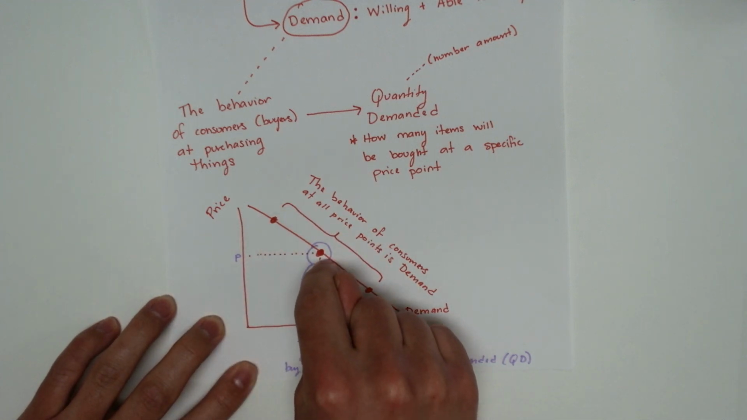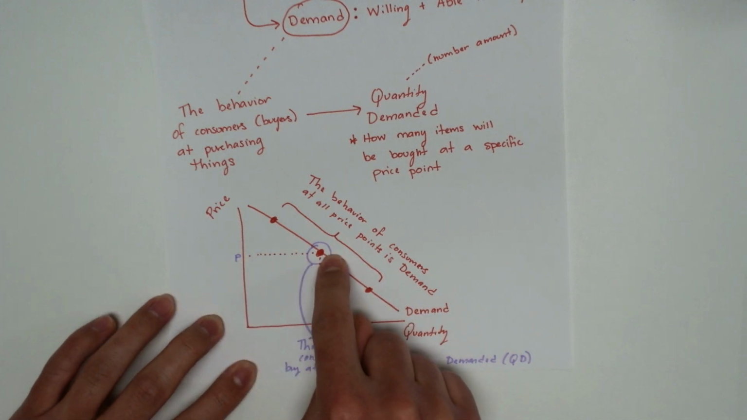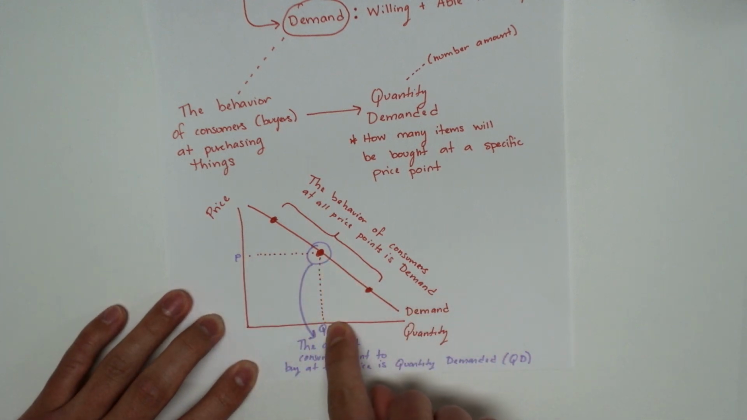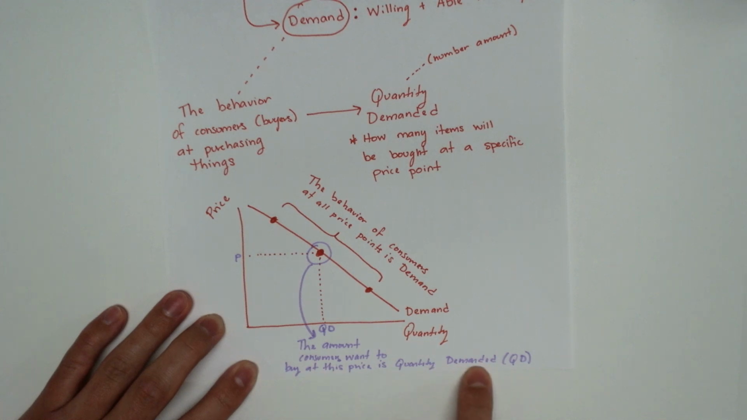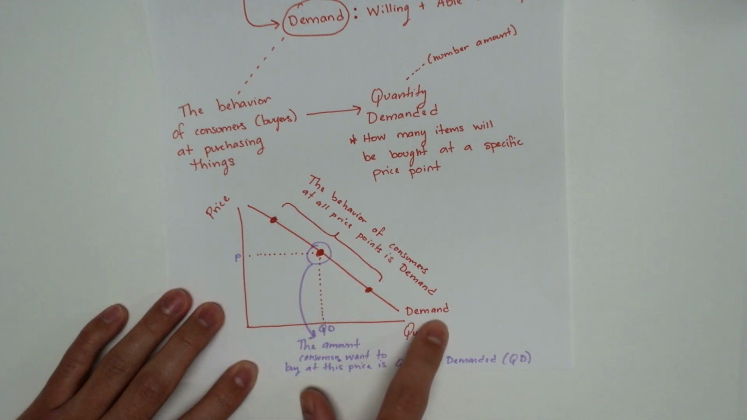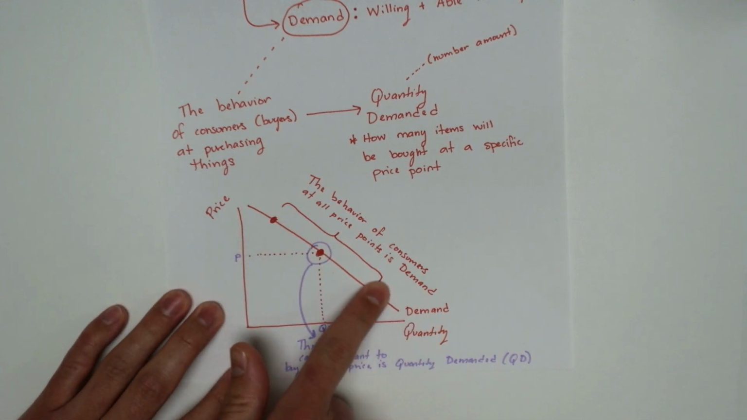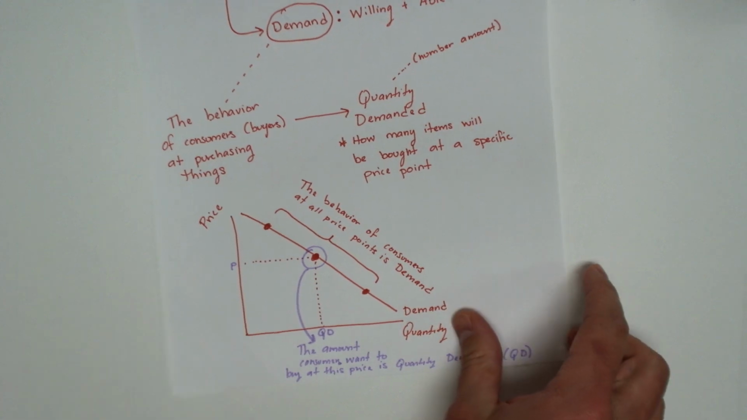But how much do they want to buy at this specific price? So at this specific price, the amount they want to buy is called the quantity demanded. So quantity demanded is how much consumers want to buy at this specific price, whereas demand is the general behavior of consumers at all prices, the entire curve.